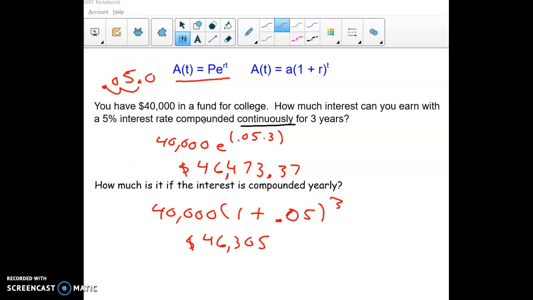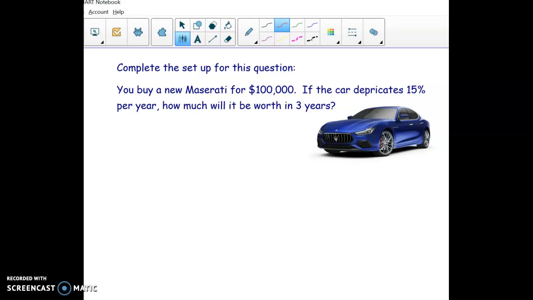And again, the first thing you should do on every question is decide which formula to use. All right, so you're going to buy a Maserati, it depreciates 15% per year. How much will it be worth in 3 years? It's a pretty nice looking Maserati. Pause the video, give it a shot.